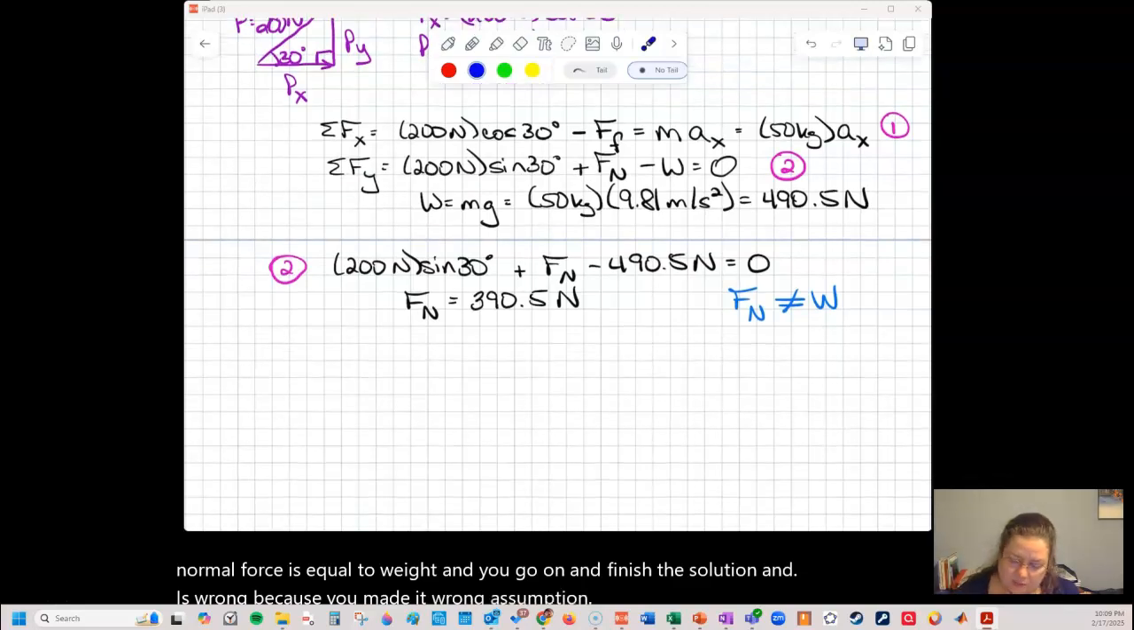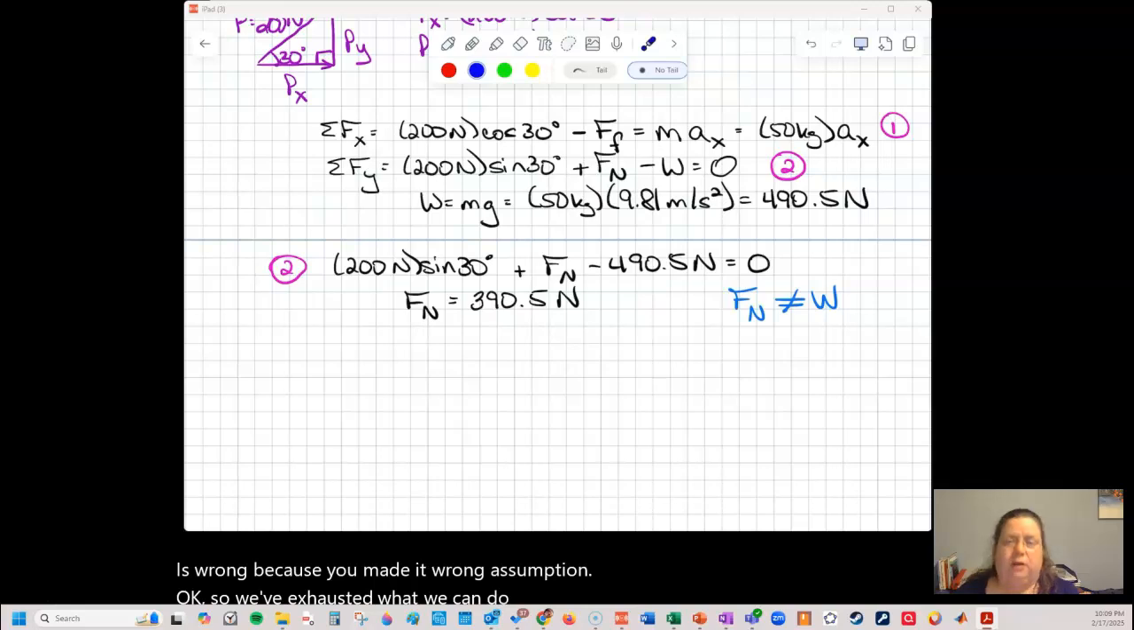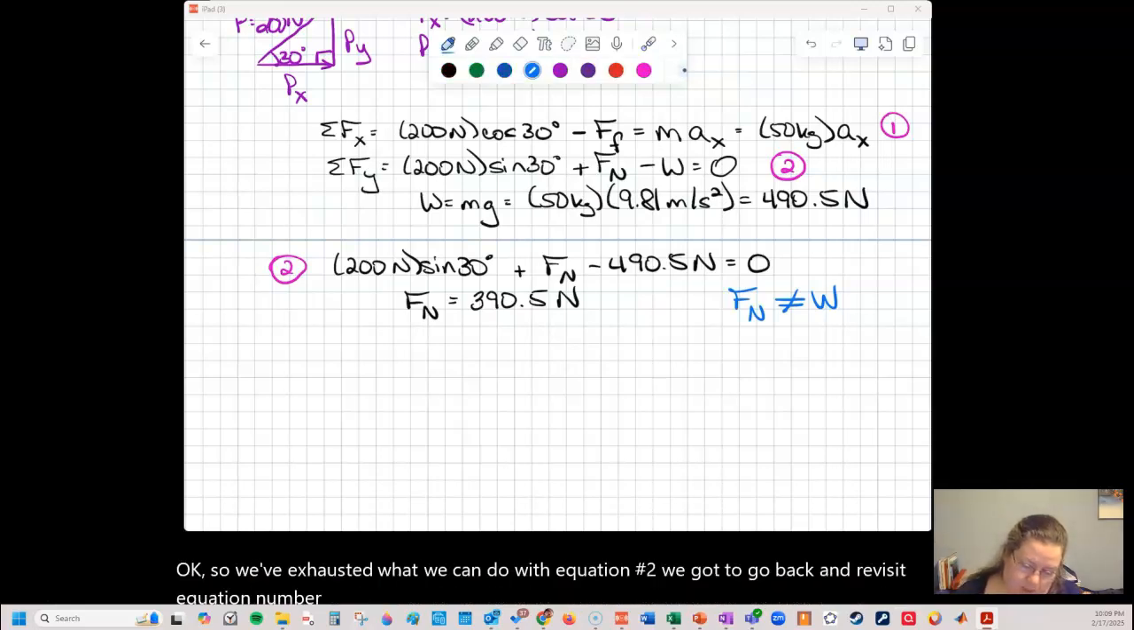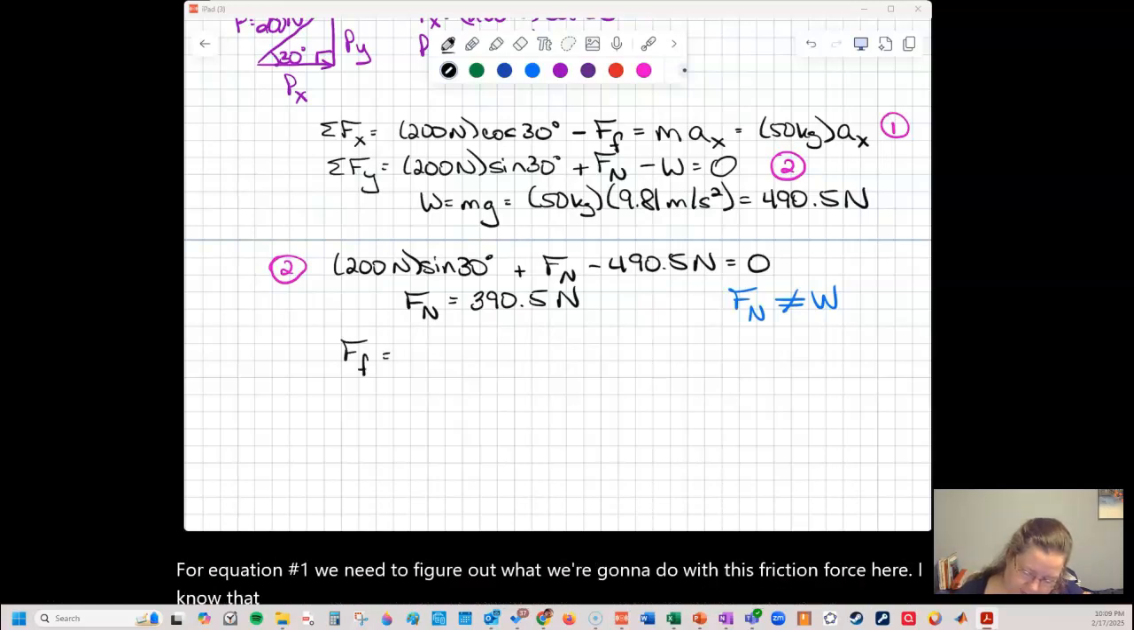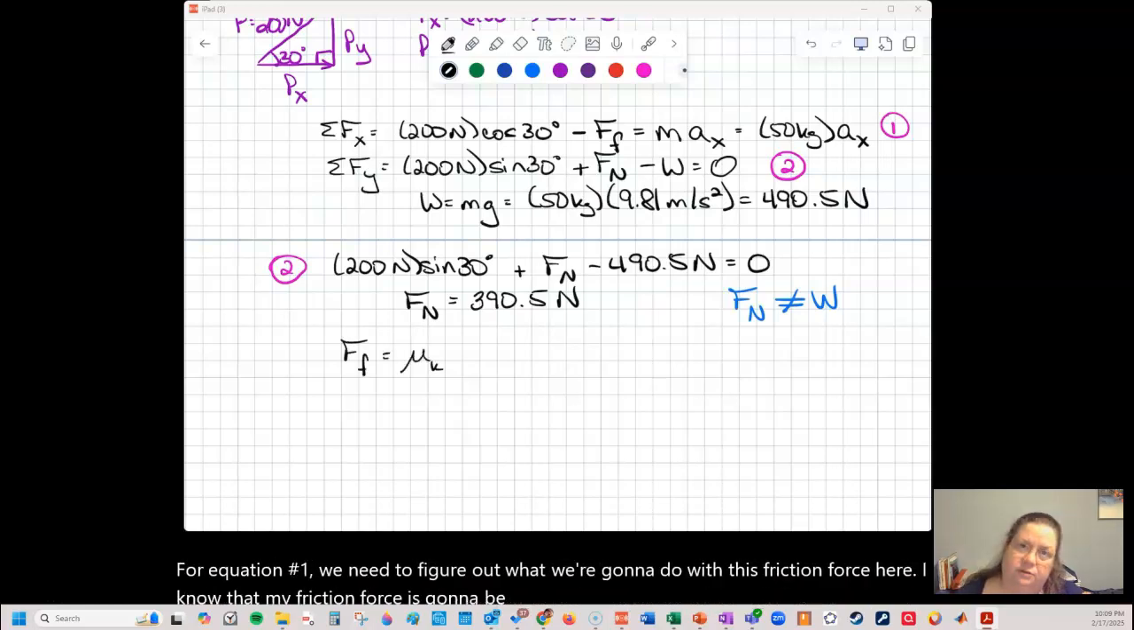Okay, so we've exhausted what we can do with equation number 2. We've got to go back and revisit equation number 1. For equation number 1, we need to figure out what we're going to do with this friction force here. I know that my friction force is going to be my coefficient of kinetic friction times my normal force.